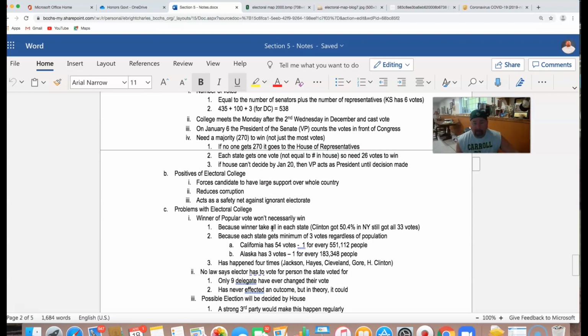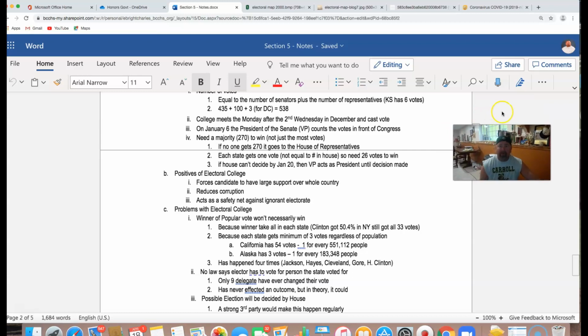Okay, guys, you have to remember the reason why the founders chose this. When we talked about the Constitutional Convention, there were some members of the convention that wanted to do a popular vote, and some people that wanted Congress to elect the president, like a parliamentary system. But neither one of those was acceptable to the other, so what did they do? They compromised on the Electoral College.